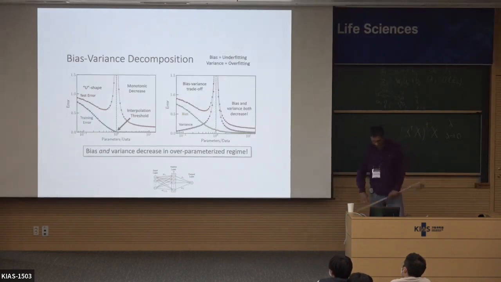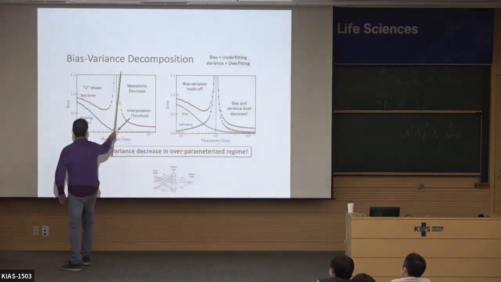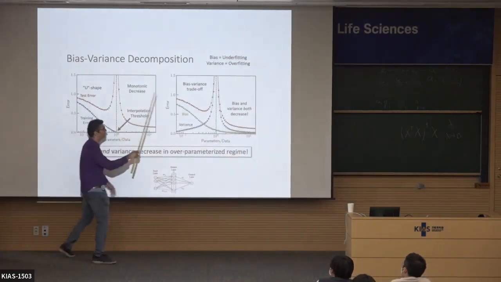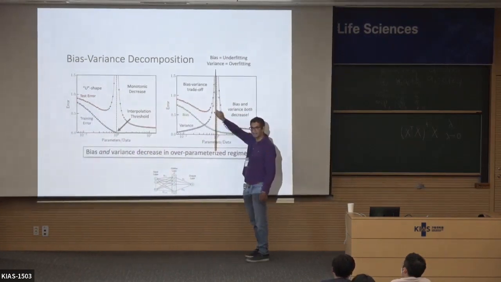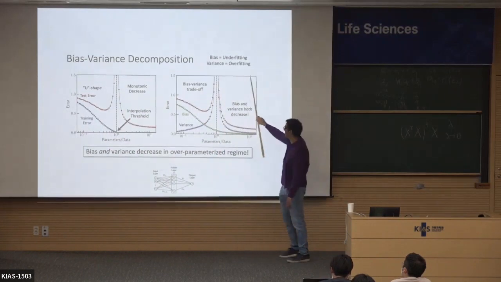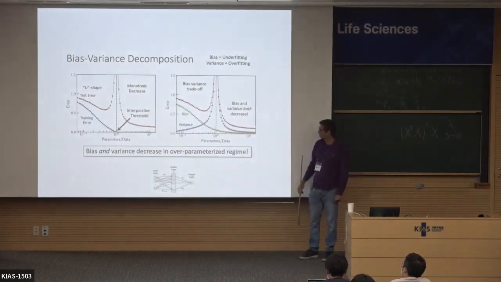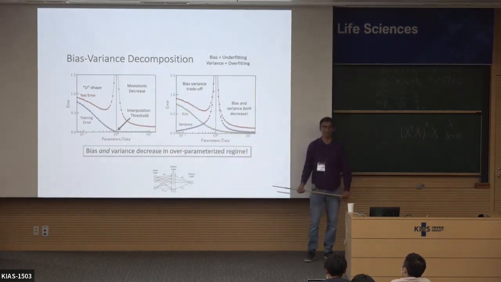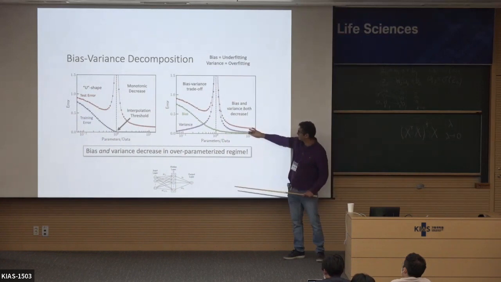Again, this is just the same graph again. U-shaped, so this is what we classically always thought about, right? I just want to point out, these were the curves we've been drawing, the left-hand side of this thing. What's funny is you extend this and this is what it looks like. Both bias and variance decrease in the overparameterized regime for this nonlinear model. And the point is this error is the sum of these things plus noise.